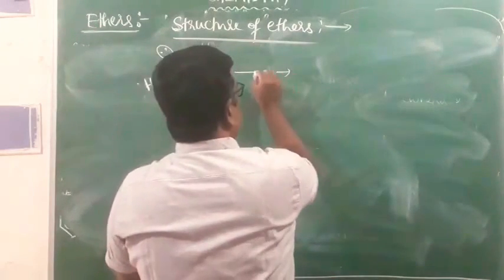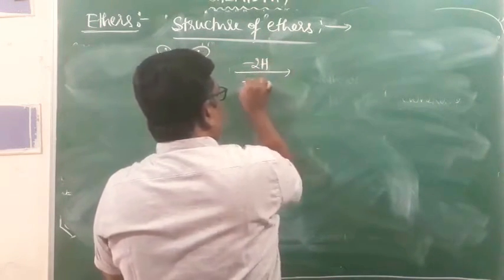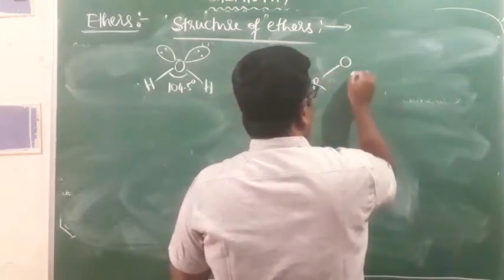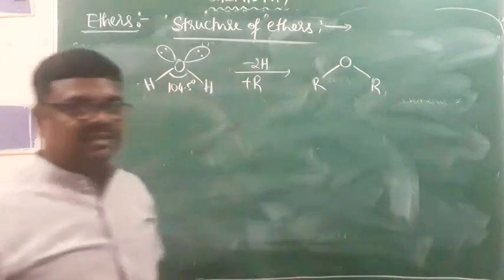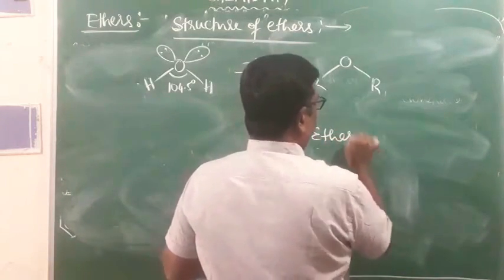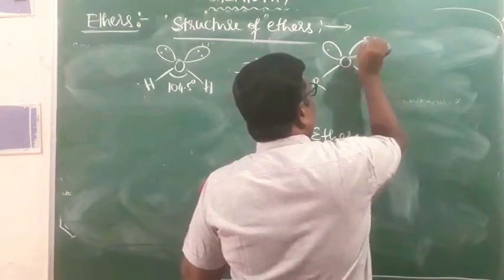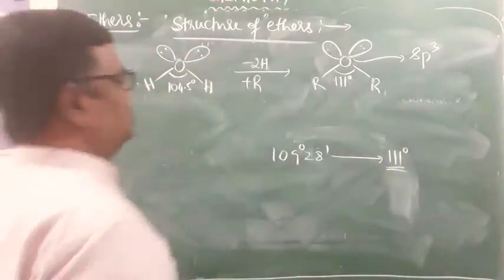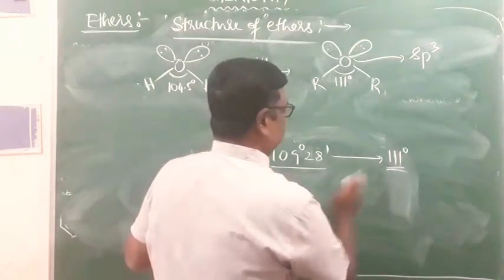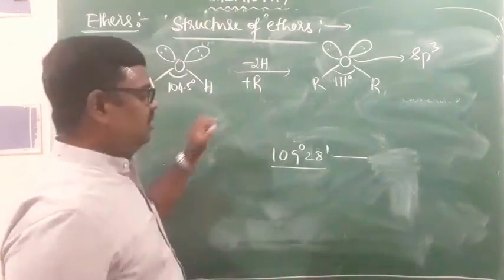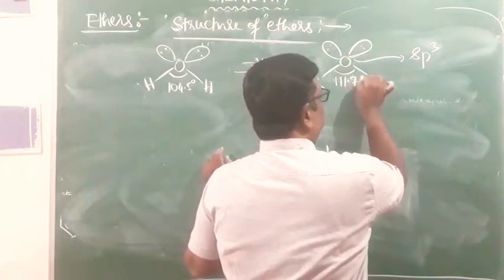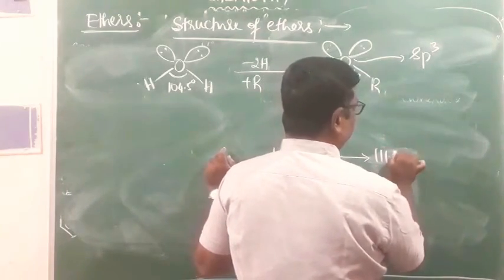And you can get an ether if 2 hydrogen atoms are replaced by 2 R groups. Now you can say that this is R and this is R. If 2 hydrogen atoms are replaced by 2 R groups, you are going to get ethers with 2 lone pairs on the oxygen atom. Look at this, the oxygen atom is sp3 hybridized, right? And of course we expect the bond angle to be 109 degrees 28 minutes, but in the case of ethers it will be 111.7 degrees. The bond angle is increased to 111.7 degrees.